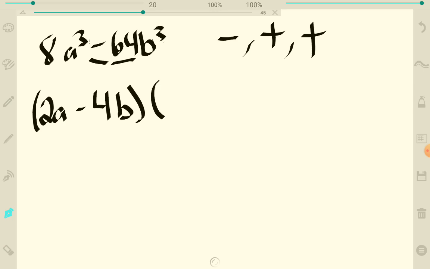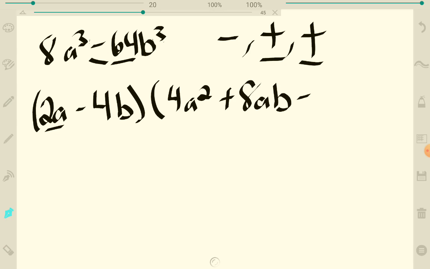And we multiply times 2a squared, so that would be 4a squared, and then the sign, plus 2a times 4b, which would be 8ab, and our sign, plus 4b, and square that, which would be 16b squared.